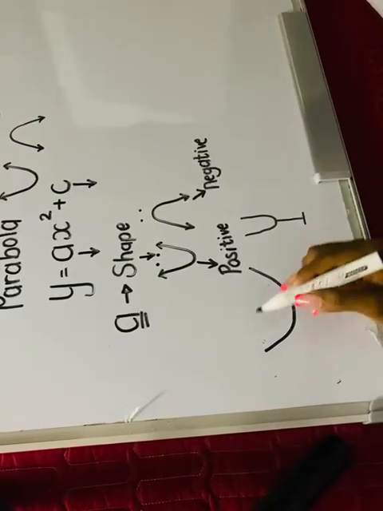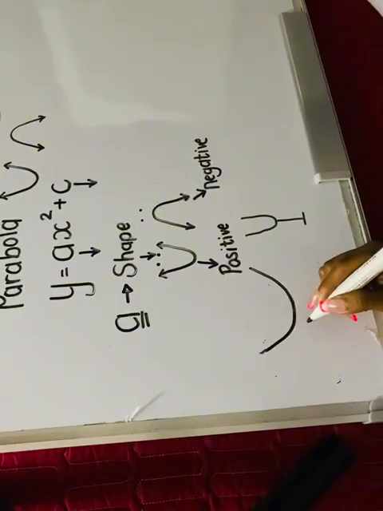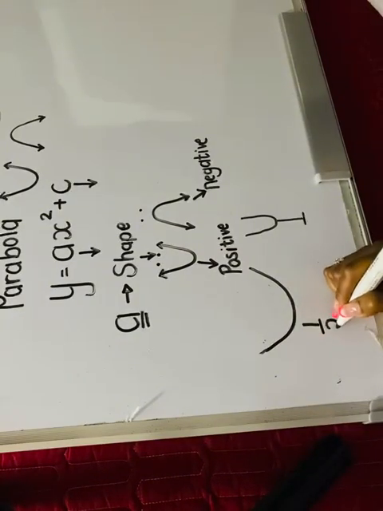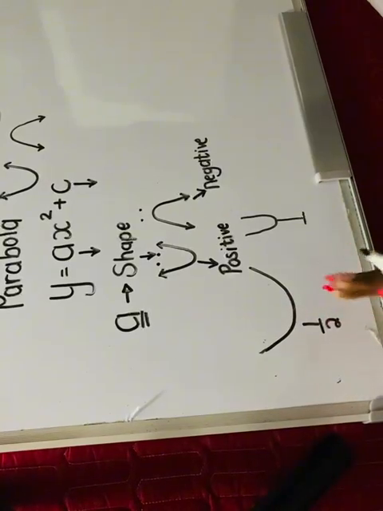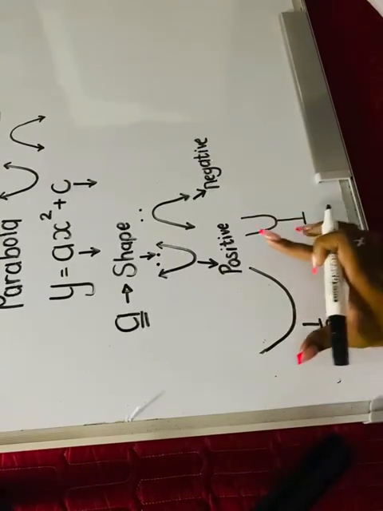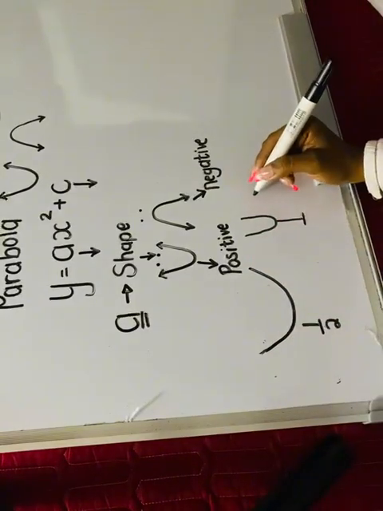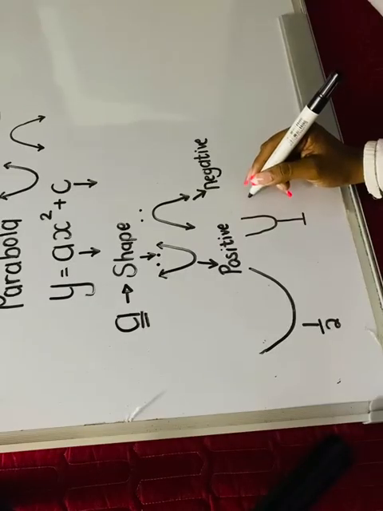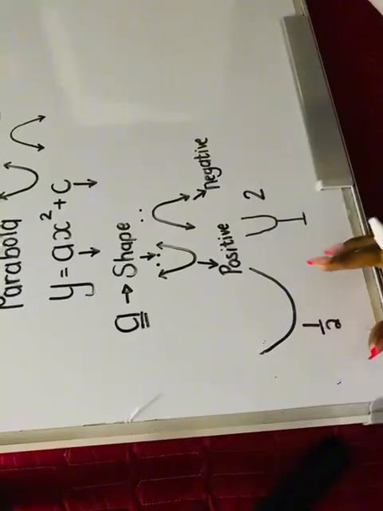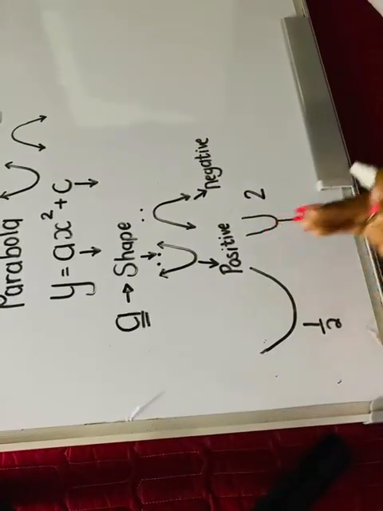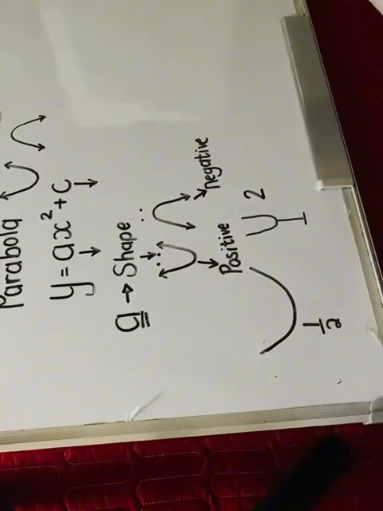So for us to have this bowl shape, it means our a can be a fraction, maybe a half, for example, meaning a is a half. So when we have fractions, we're going to have a shape that is wider. And this one that looks like a champagne glass can be a normal number, for example, 2. So if it's a fraction, it looks more or less like a bowl, and if it's just a number, then it looks like a champagne glass.